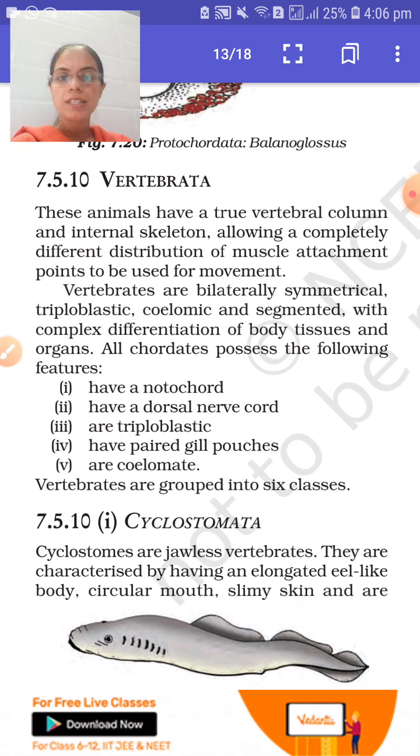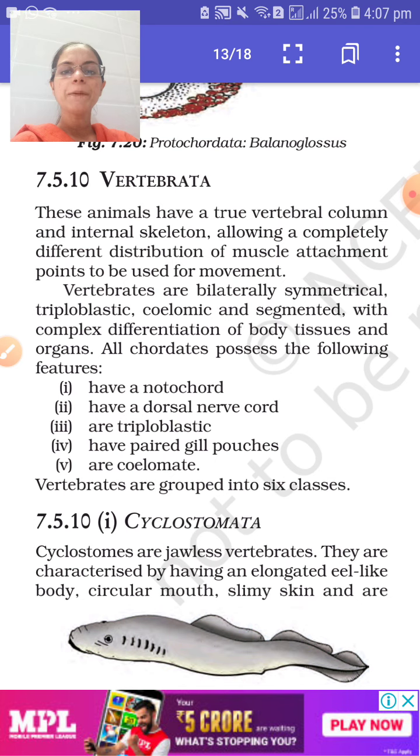These are triploblastic, have paired gill pouches. What do you mean by gill pouches? Fishes have the gills and gill pouches through which they do the respiration. They are coelomate. They have the true body cavities. Vertebrates are grouped into 6 different classes. Now we can say that vertebrate organisms are also divided into 6 different classes.